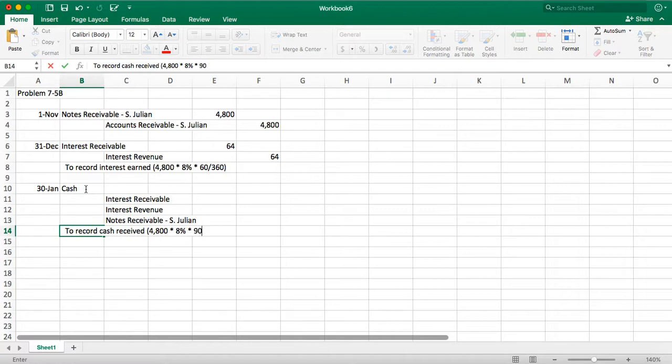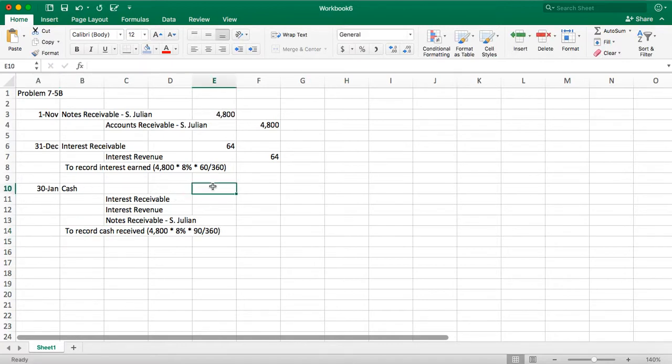Now I'm going to go ahead and show the full amount here because that's how much the customer is going to pay us. So it would be the $4,800 plus the interest that we calculate right here, this $4,800 times 8% times 90 over 360. So this would be $4,896. Now, interest receivable, we had already accrued $64 of the interest, so we have to take that off the books, so decrease that. The remainder, the 30 days, is now going to be interest revenue, and then the $4,800, we reverse that, take that off the books because he no longer owes that amount.